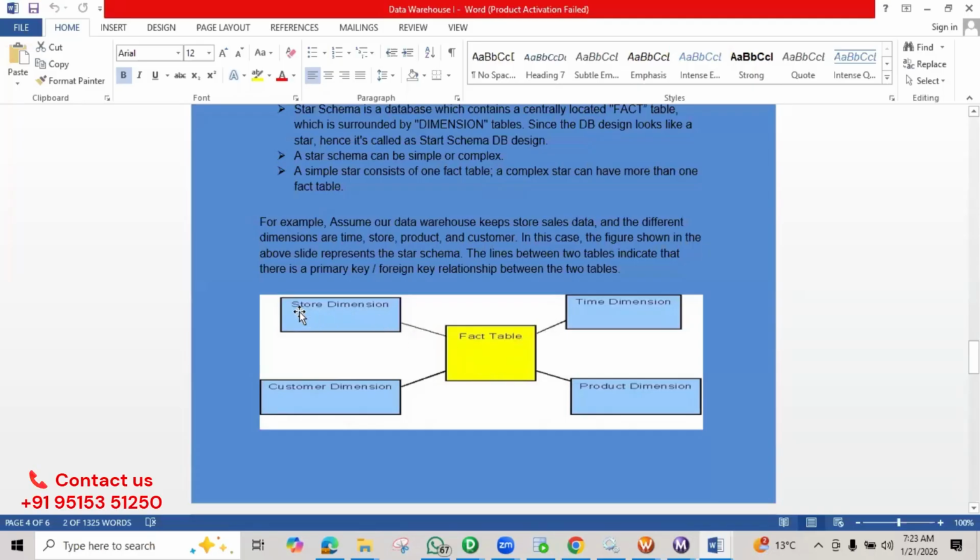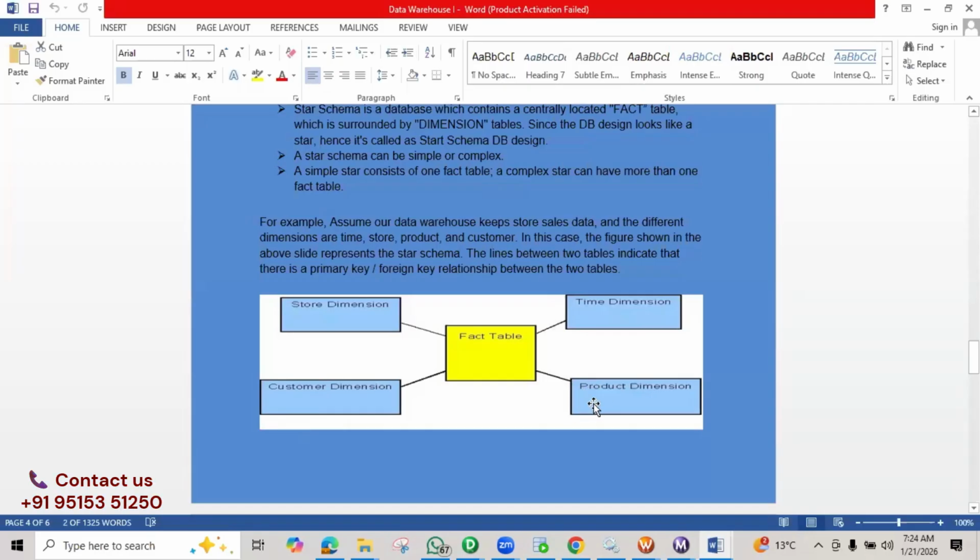Consider an example. In this table, we have the columns store ID, store name, store location. In the customer dimension table, imagine that I have customer ID, customer name, and customer location. Imagine that in the time dimension, I have customer time, customer year.